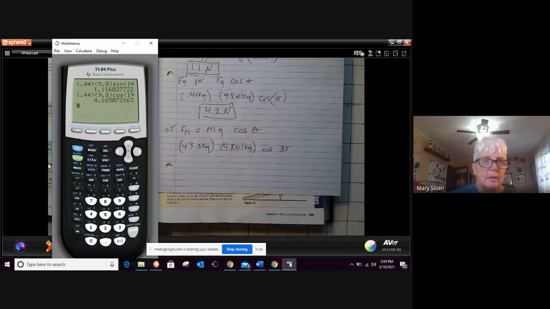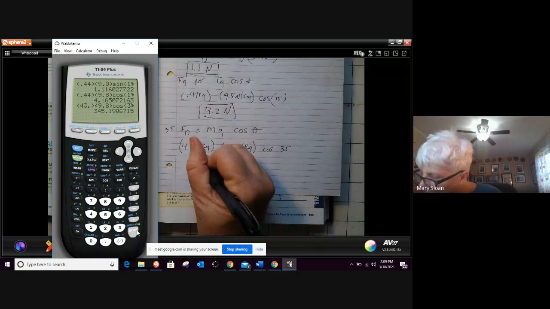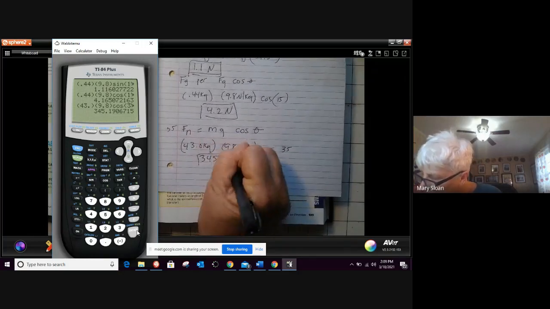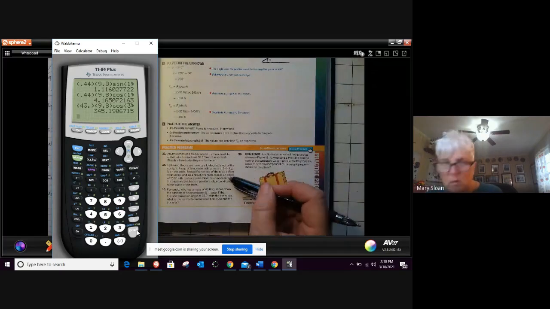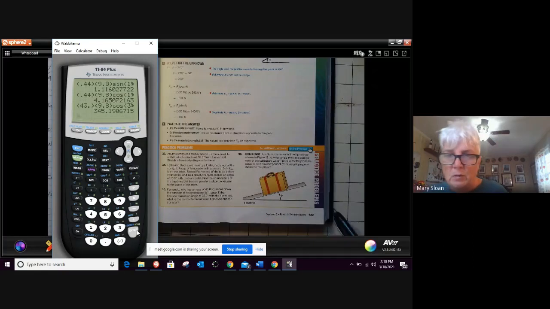So, calculator, open up my bracket, 43, close bracket, open bracket, 9.8, close bracket, my cosine, and my 35, and my close bracket, and hit enter. And I got 345 newtons. So that is question 33, 34, and 35 on page 139. Okay, I think that's fairly easy.